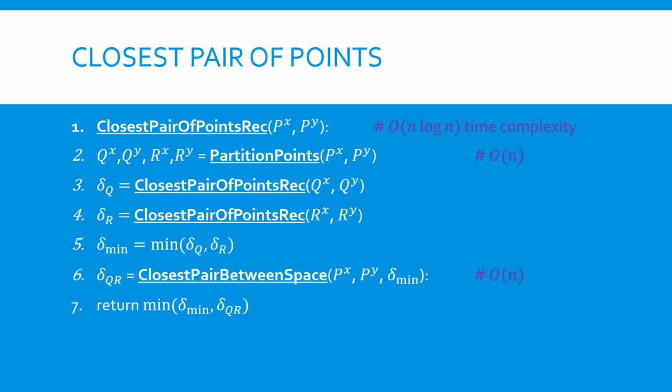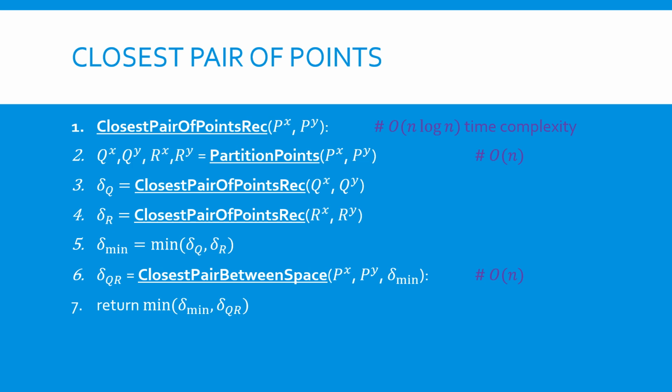Then, we can combine the four steps into the recursive function shown here. The function closest pair of points recursive takes Px and Py as input and returns the closest pair of points in the whole space. In line 2, we perform the first step and divide the inputs into two subsets. In lines 3 to 5, we determine the minimum within space distance using recursive calls. In line 6, we compute the minimum between space distance. Finally, in line 7, we return the smallest amount of within space and between space distances.